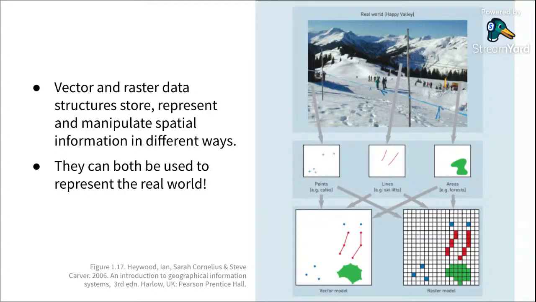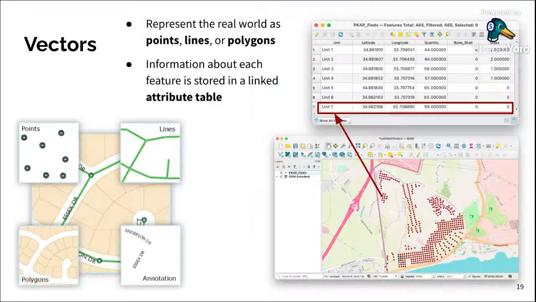And so in this example here of a ski slope area, we could use points, lines, and polygons, which are all different kinds of vectors, to represent the cafes, the ski lifts, and the forested areas of this ski area. But we could also represent those same things as raster data. So there isn't a right or wrong answer. In the demo, we'll be using both kinds of data. They just represent the world in different ways.